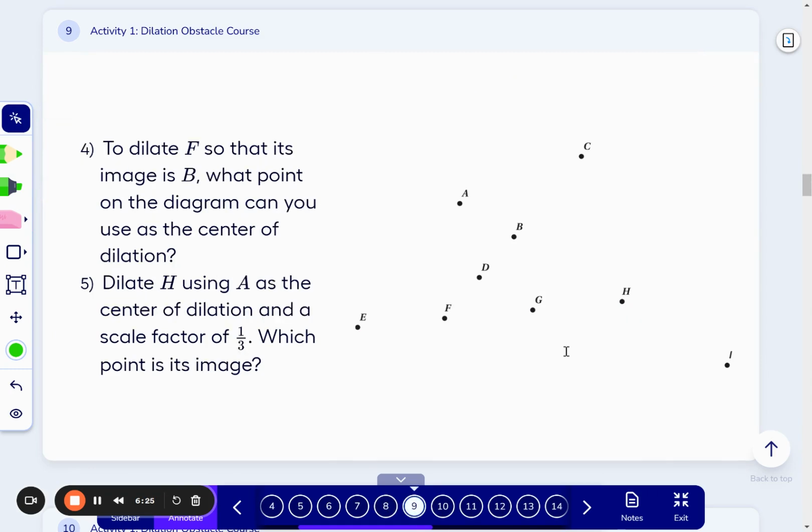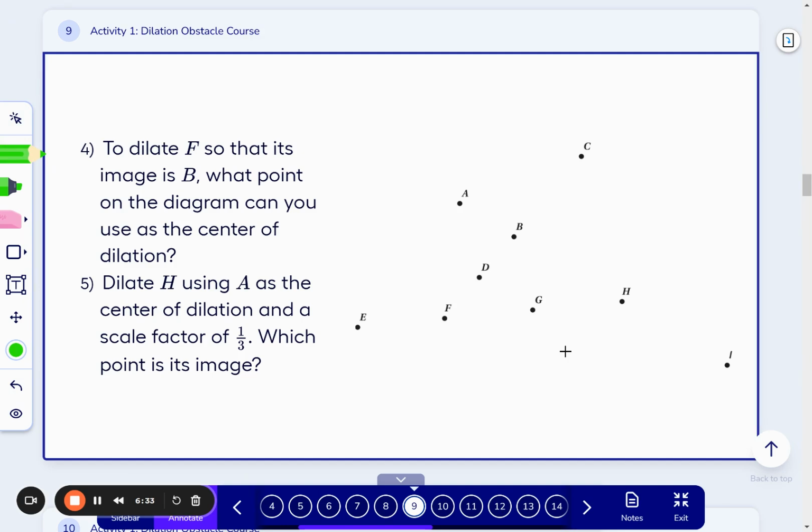So what happens if we dilate F so that its image is B? So I'm going to move F, and dilate F to get B, moving it toward B here. That says what point on the diagram can be your center of dilation? Well, it cannot be D because you can't have a negative. So that means it has to be C. This has to be your center of dilation. You had to measure from C to F, C to B to find out what that scale factor would be.